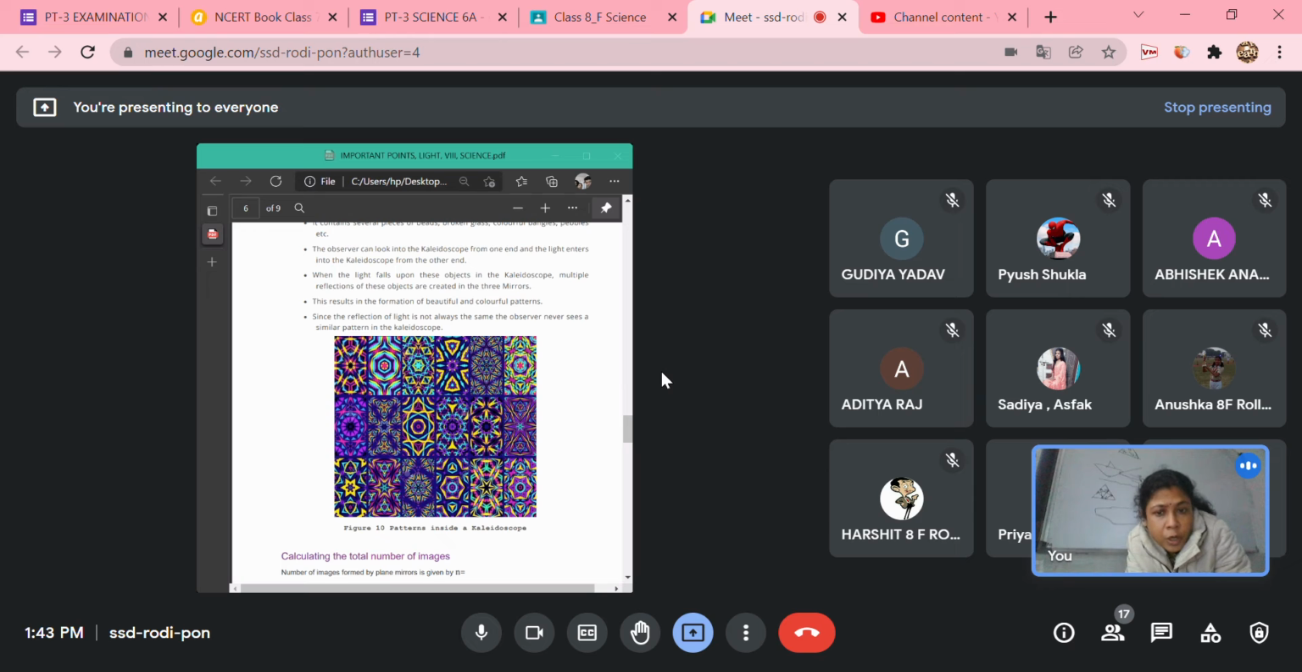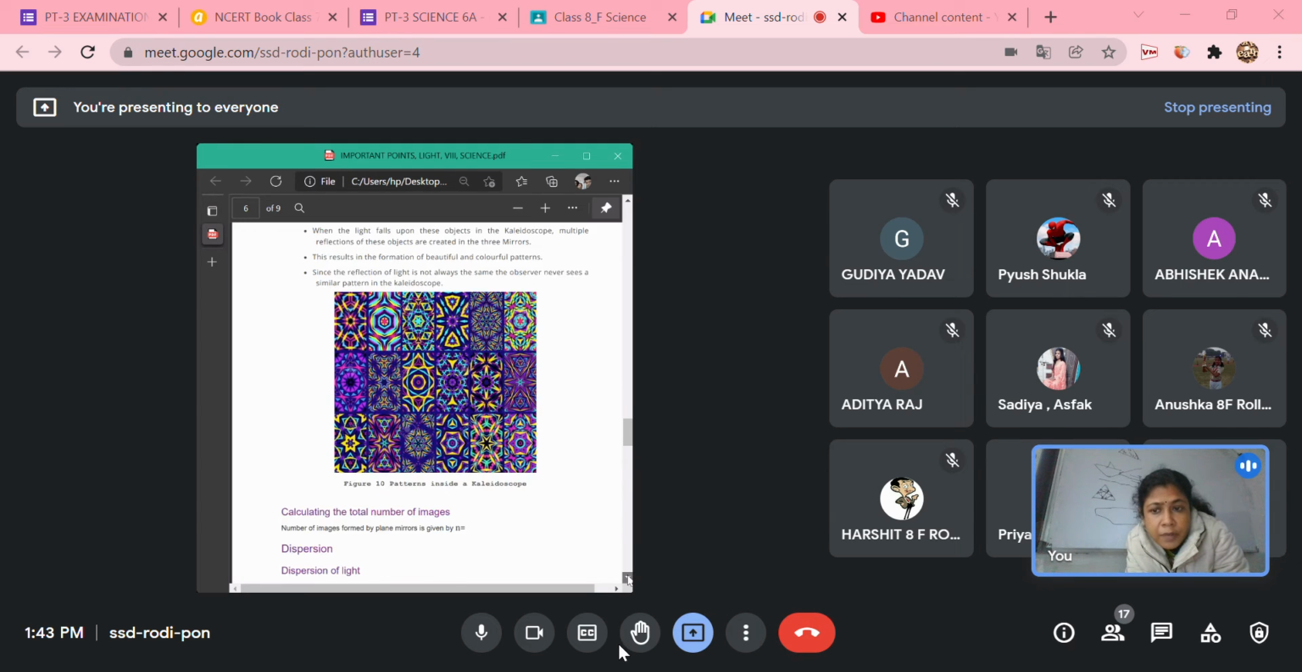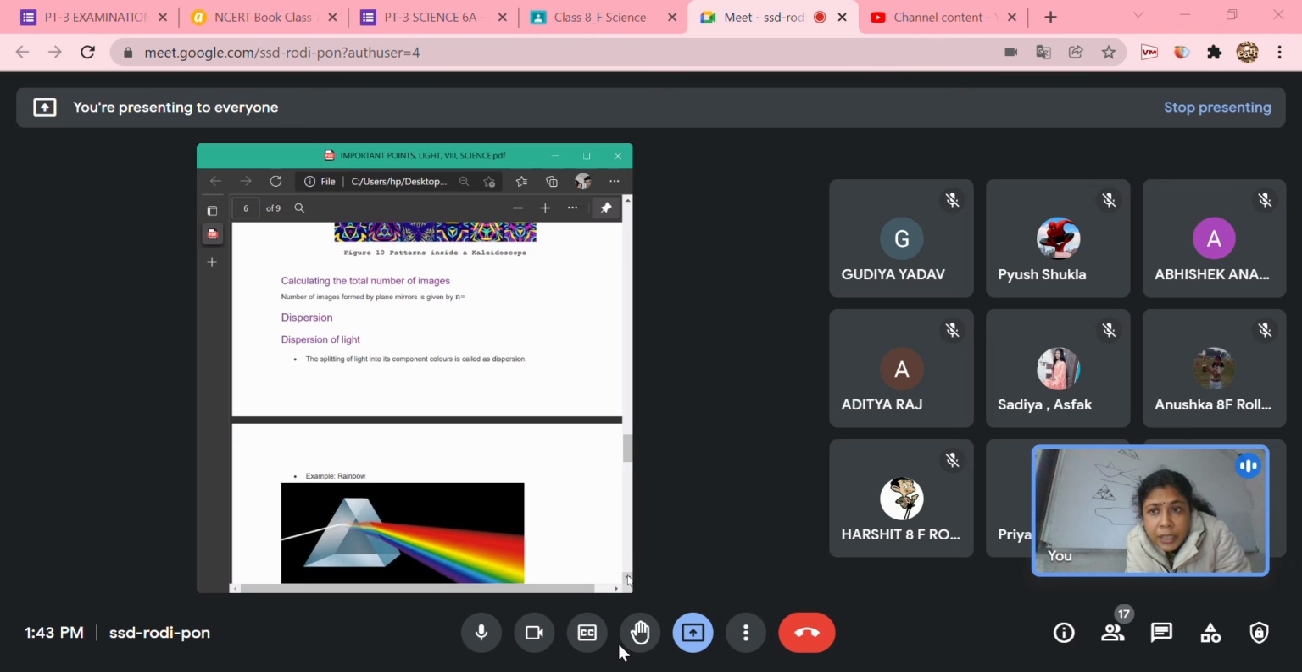Now the next topic is very important, though it is not given in your book: calculating the total number of images formed by two mirrors. I will be dealing with this in the next topic.